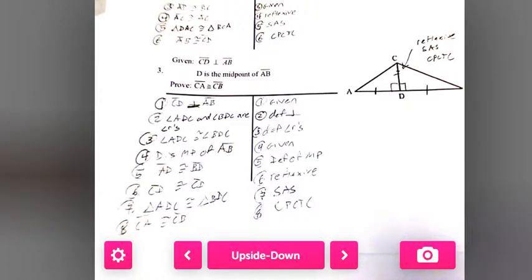CD is congruent to CD by reflexive. ADC is congruent to BDC by side angle side. And CA is congruent to CB by CPCTC.